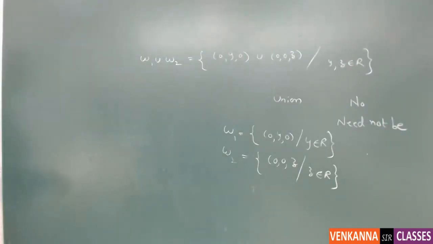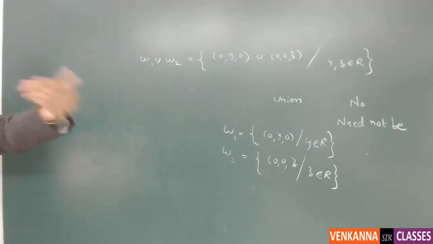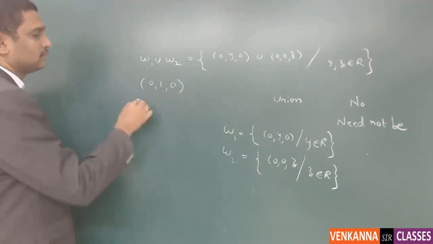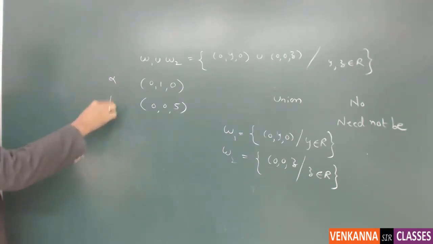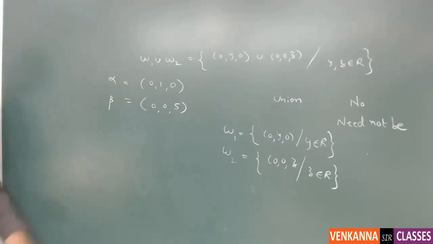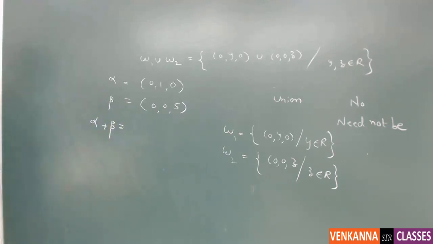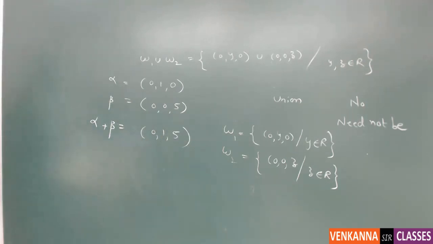Now I am saying that this union need not be a subspace, or it is not a subspace. For example, let us take a small counterexample. Just take a point and another point. So this is a vector belonging to the union and this is a vector belonging to the union. Now just apply the closure law. If you add them up, you will get the point (0, 1, 5).